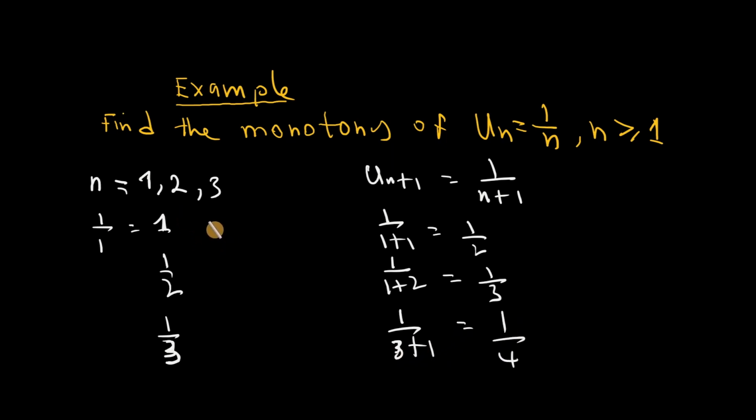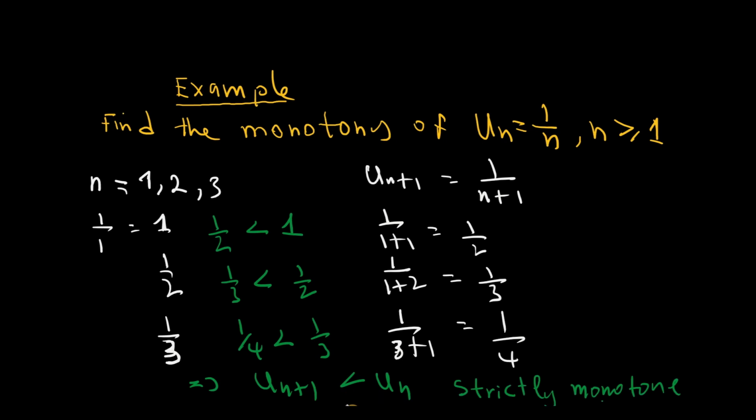When n is 1, half is less than 1. That means UN plus 1 is less than UN. When n is 2, 1/3 is less than half. 1/4 is less than 1/3. UN plus 1 is less than UN. With this we say the sequence is strictly monotone decreasing. Otherwise, it would be strictly monotone increasing.